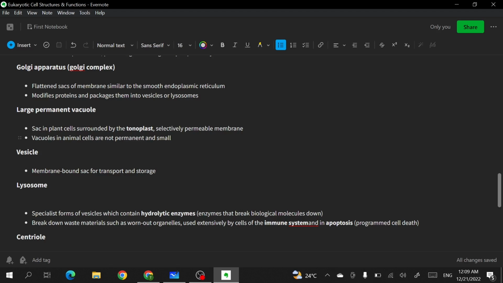It receives both proteins and lipids from the smooth and rough ER, both.